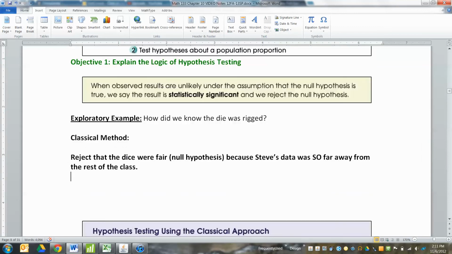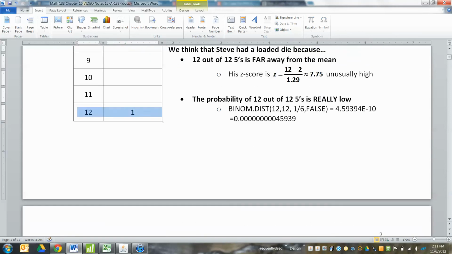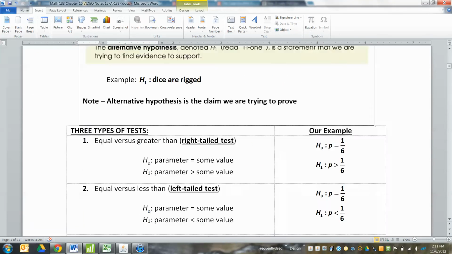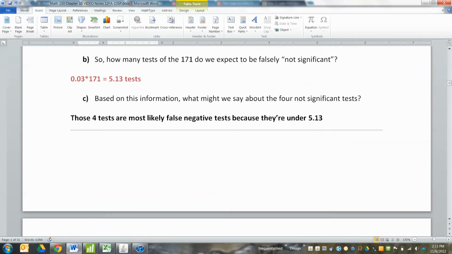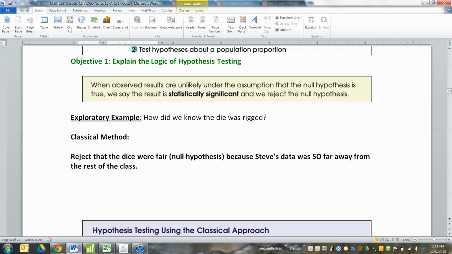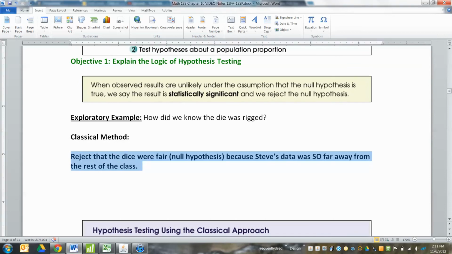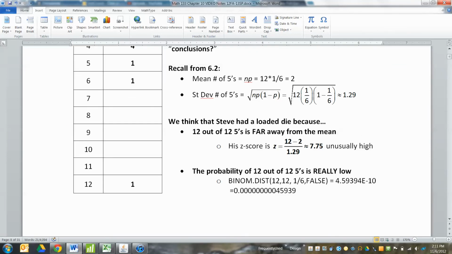Now the classical method, remember Steve's die. Steve had 12 out of 12 fives, way back here. So we knew Steve's was rigged. Well, we don't know it, but we know it's highly likely. Now, how do we know it? There are two ways you can think about this. You can think, okay, his data was so far away from the rest of the group. As a matter of fact, his z-score, which I wrote up here but didn't bring down there, but I will now. Hold on.